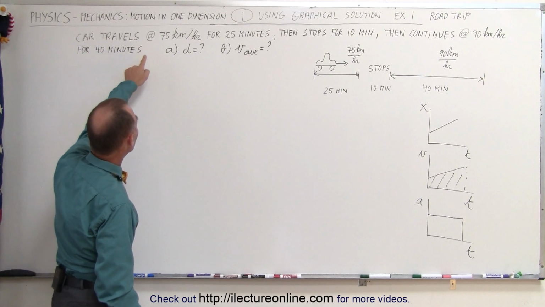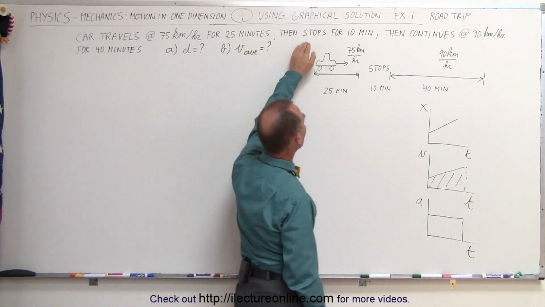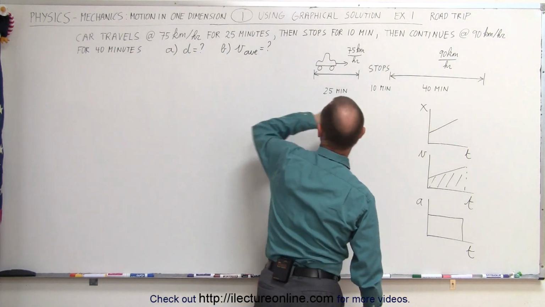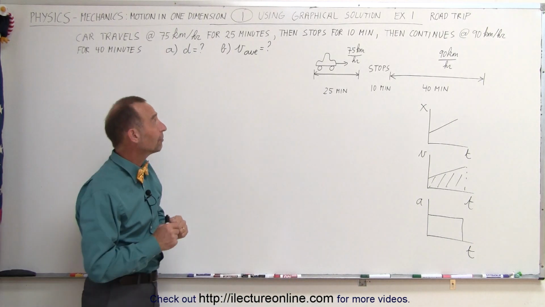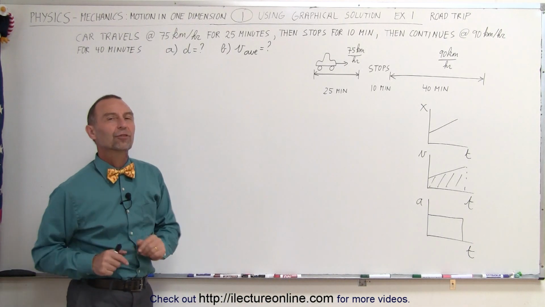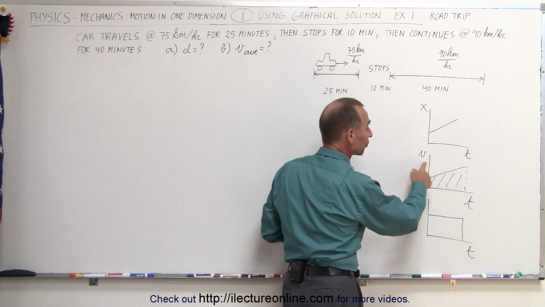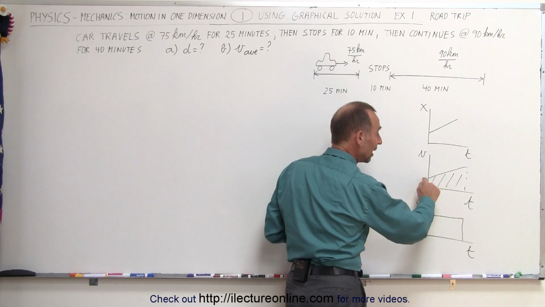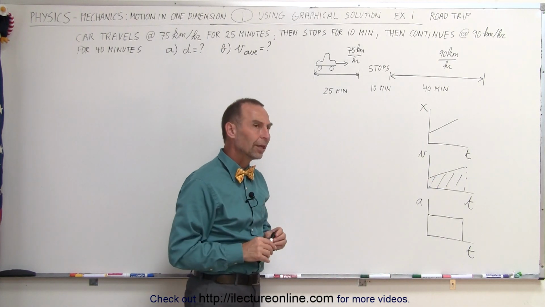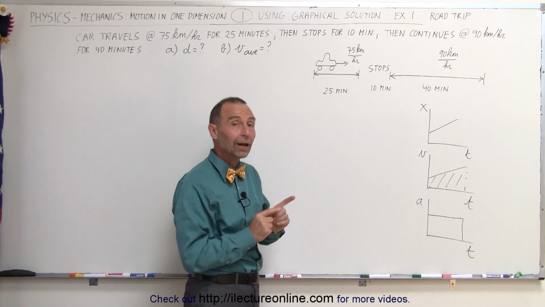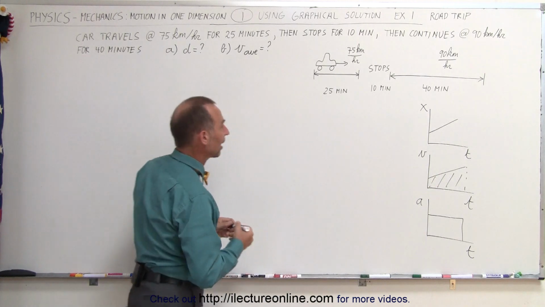So what we're going to do here is we have a problem. We have a car that travels at 75 kilometers per hour for 25 minutes, stops for 10 minutes, then continues at 90 kilometers per hour for another 40 minutes. And the question is, how far did the car travel, and what was the average velocity of the car? Now, if I draw a v versus t graph, velocity versus time, the area underneath the curve represents distance traveled, and so therefore I could figure out the answer to the problem by calculating the area underneath the velocity versus time graph.